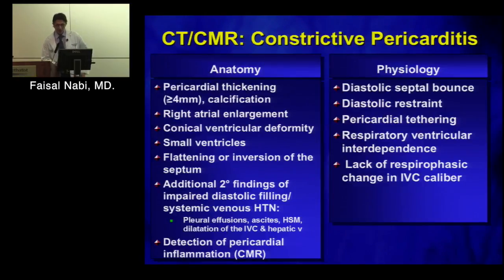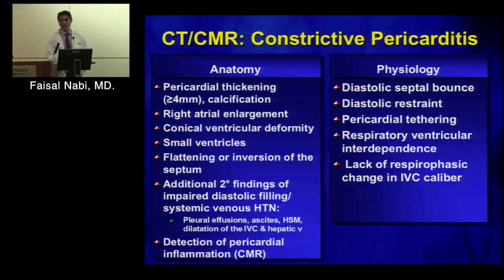Okay. So again, what exactly are we doing with CT and CMR? I already hinted at this. First is to look at the anatomy. We're looking at the pericardium. We're looking for whether it's calcified. We're looking to see if it's thickened more than 4 millimeters. Remember that the pericardium does not have to be globally involved. You can have localized problems with the pericardium that can cause constriction. And then we're looking at secondary anatomical findings that indicate systemic and pulmonary venous pressures are elevated.